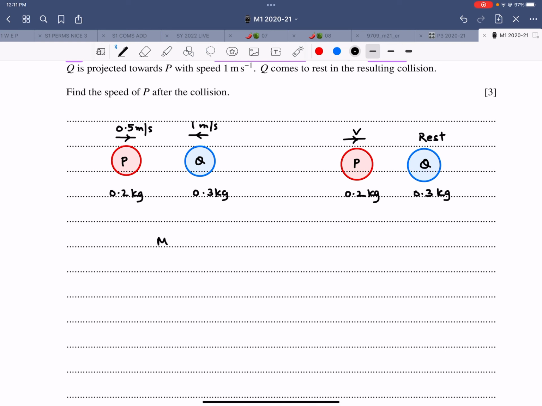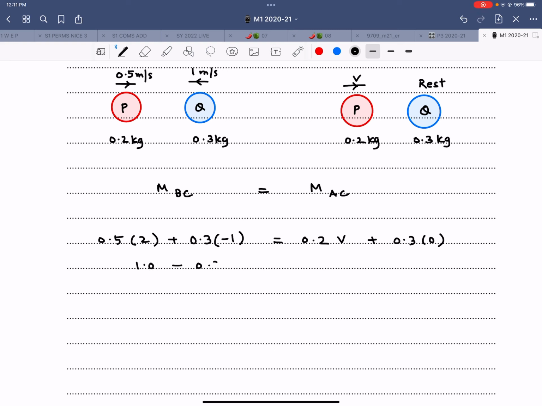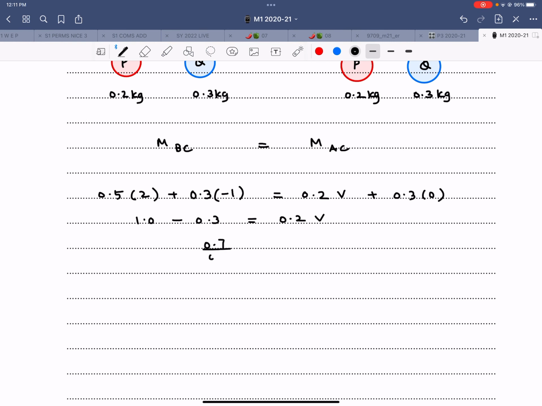Momentum before collision is the same as momentum after collision. Therefore, 0.5 into 2 plus 0.3 into -1. Why? Because it's in the opposite direction. Rightward is positive, leftward is negative. This equals 0.2 into V plus 0.3 into 0. 0.5 into 2 is 1.0, minus 0.3 equals 0.2 V. 0.7 divided by 0.2 equals V. Therefore, V comes out to be positive 3.5 meter per second.